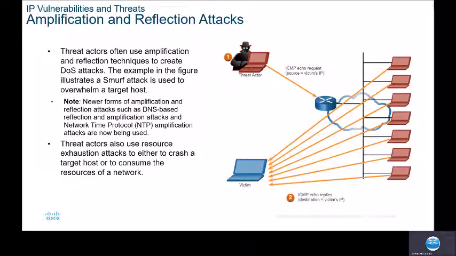Okay, so amplification and reflection attacks. Threat actors often use amplification and reflection techniques to create denial of service attacks. An example in the figure illustrates a Smurf attack, which is used to overwhelm a target host. Note, fewer forms of amplification and reflection attacks, such as DNS-based reflection amplification, are now being used. Threat actors also use resource exhaustion attacks to either crash a host or consume all the resources.